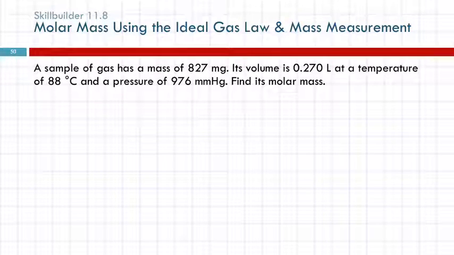So we're talking about, we did one example, how to calculate the molar mass using data about a sample of gas. So we'll do this next example. A sample of gas has a mass of 827 milligrams. Its volume is 0.270 liters at a temperature of 88 Celsius and a pressure of 976 millimeters of mercury. Find its molar mass.